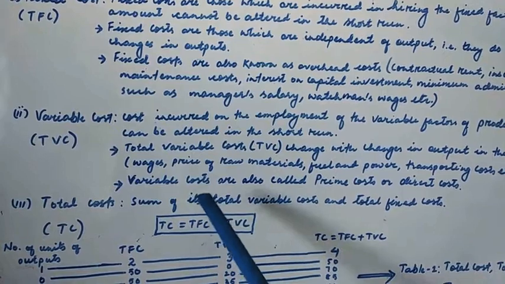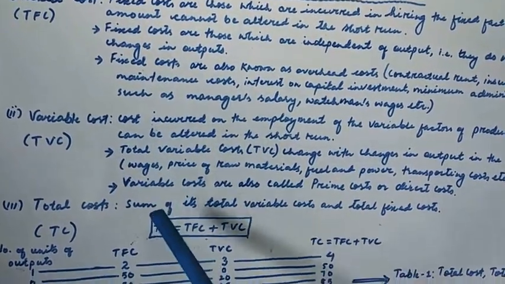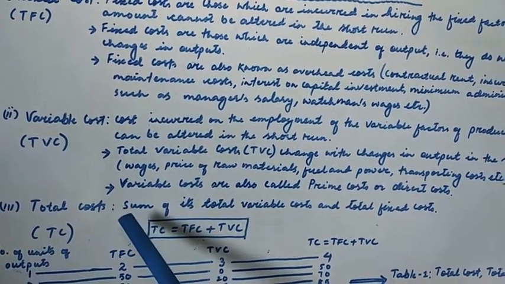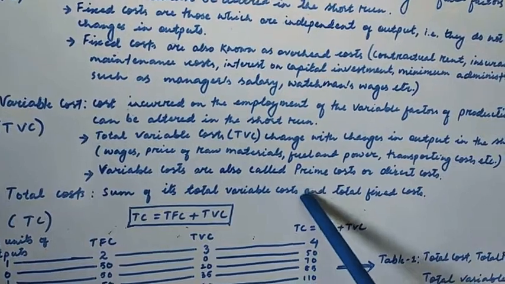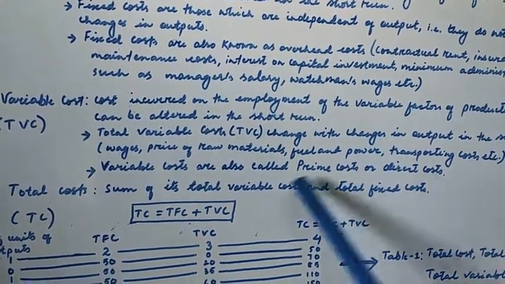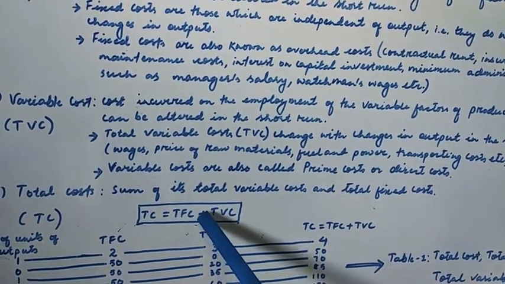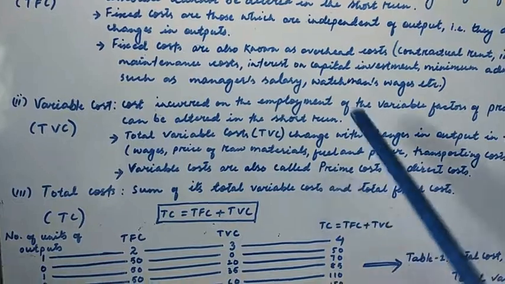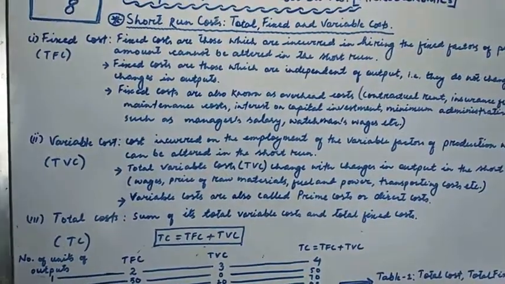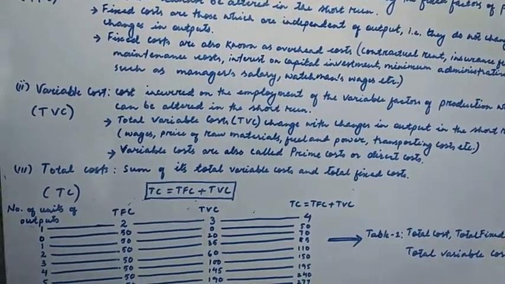What is total cost? When we put together both fixed cost and variable cost, what we obtain is total cost. So total cost is nothing but the sum of total variable cost and total fixed cost. So it can be given as total cost equals total fixed cost plus total variable cost. When we add up fixed cost and variable cost, we get total cost.